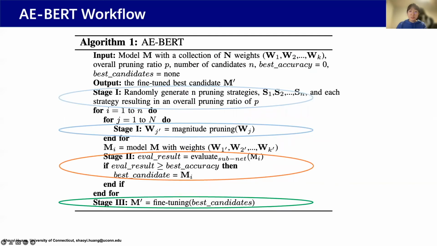Given the input and output as shown in the pseudocode, we first generate n candidates based on n pruning strategies, then we evaluate strategies and pick out the best candidates. Finally, we fine-tune the best candidates and get the final model.